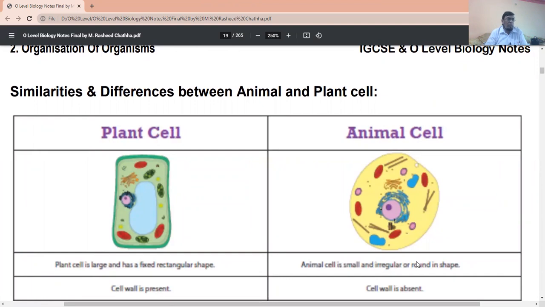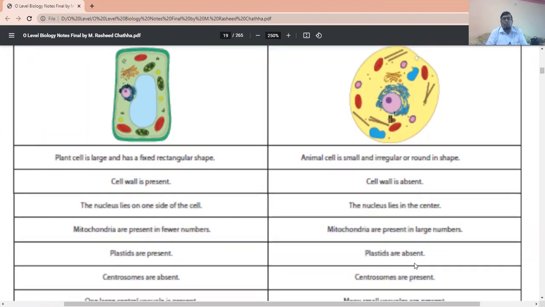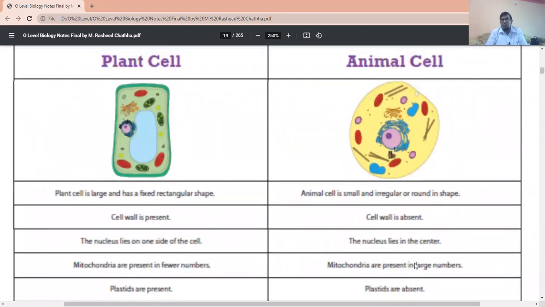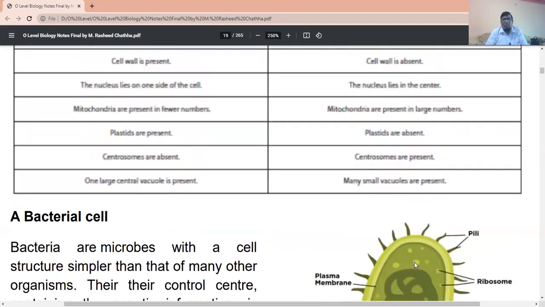That is, cell membrane, cytoplasm, nucleus, vacuole, mitochondria, ribosomes, and endoplasmic reticulum, which may be smooth and rough. So they are the common organelles which are found in both the animal and plant cells. Now, if we talk about the differences, then these are a few differences.